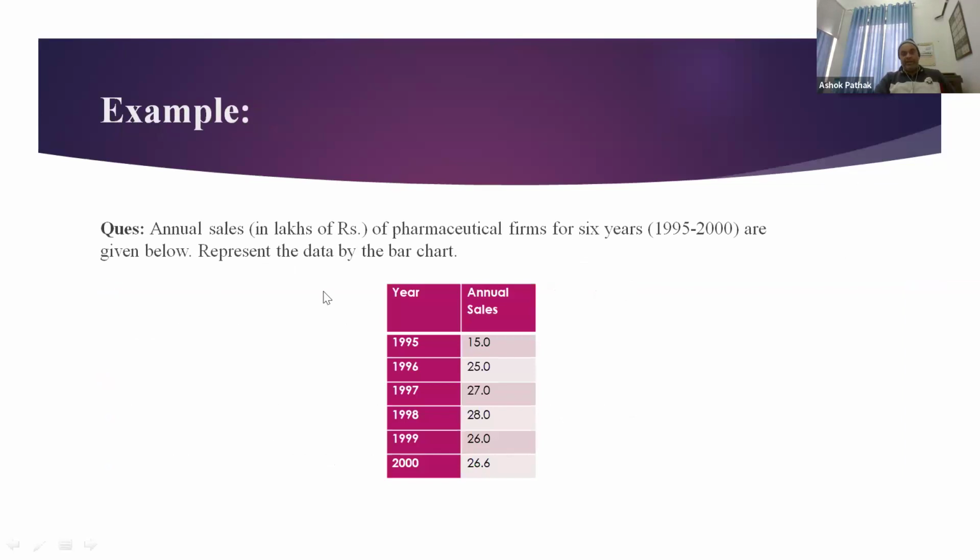Suppose this is the data, this is an example. Now consider this example: annual sales in lakhs of rupees of a pharmaceutical firm for 6 years, 95 to 2000, are given below. The years are 95, 96, 97, 98, 99, so 6 years of data is given, and these are the annual sales in lakhs: 15 lakhs, 25 lakhs, 27 lakhs, 28 lakhs, 26 lakhs, and 26.6 lakhs. Now we have to make the bar plot of this data set. So what will we do?